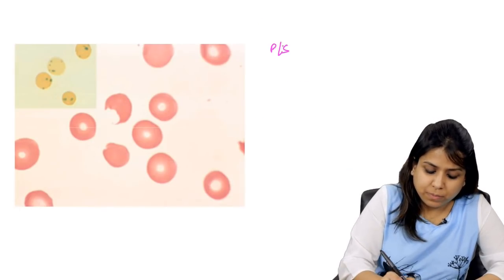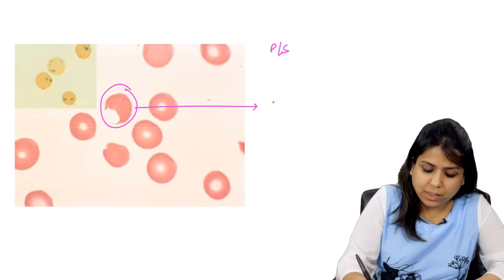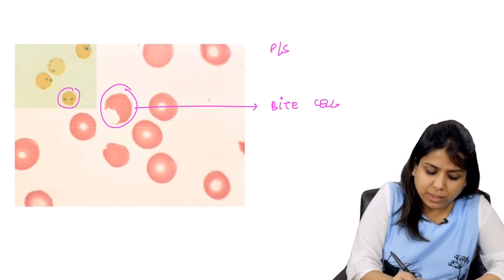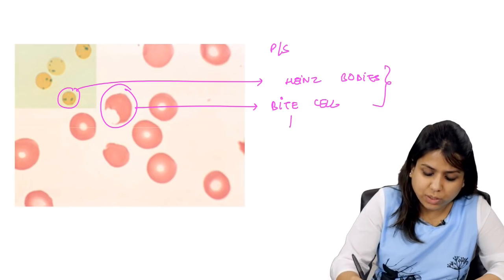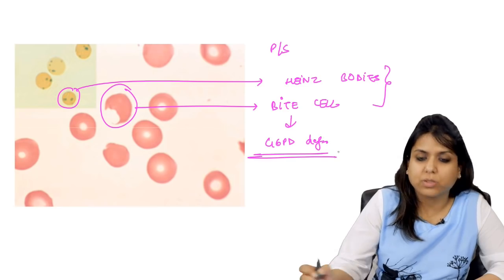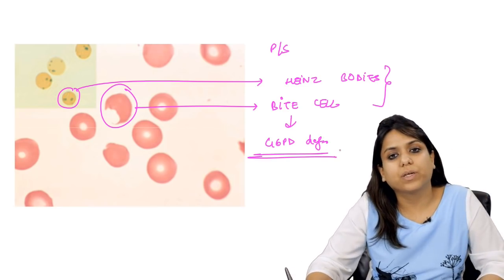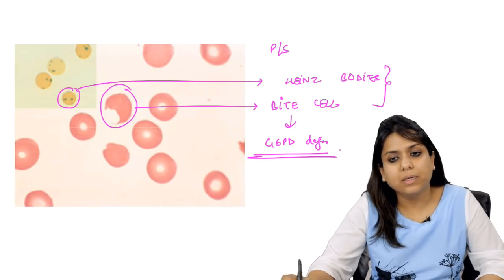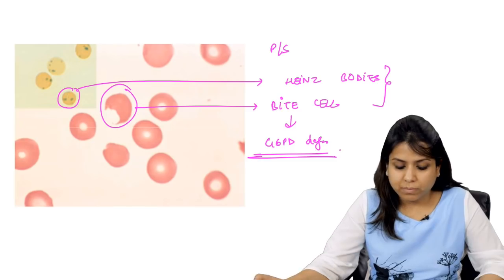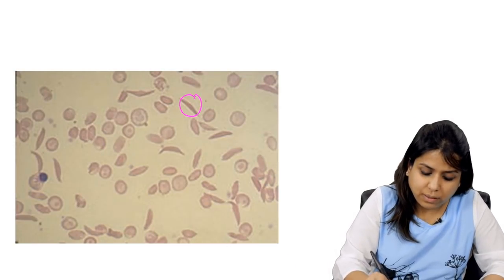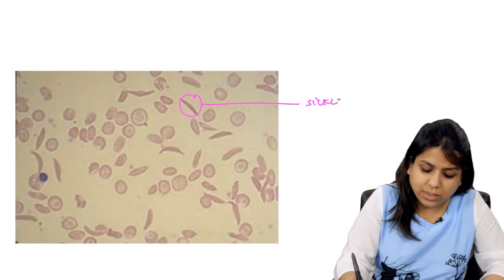Peripheral smear. This cell is a bite cell. And these greenish bodies which you can see are Heinz bodies, and both these features are a characteristic feature of G6PD deficiency, glucose 6-phosphate dehydrogenase deficiency, right? Heinz bodies and bite cells. Clear?